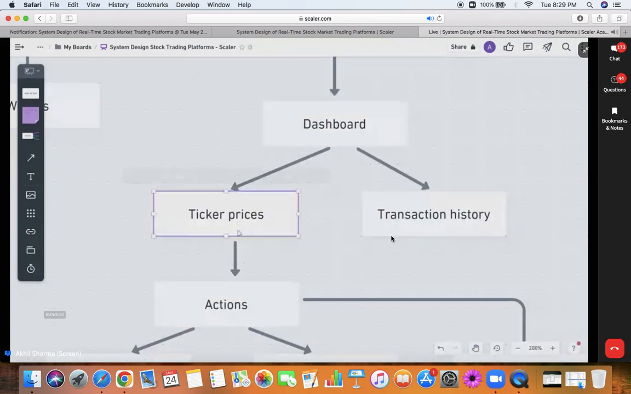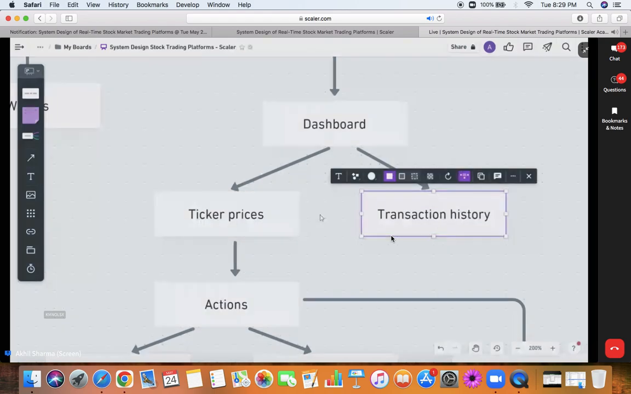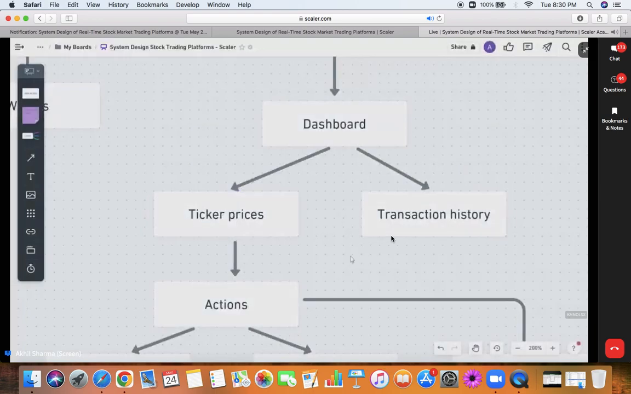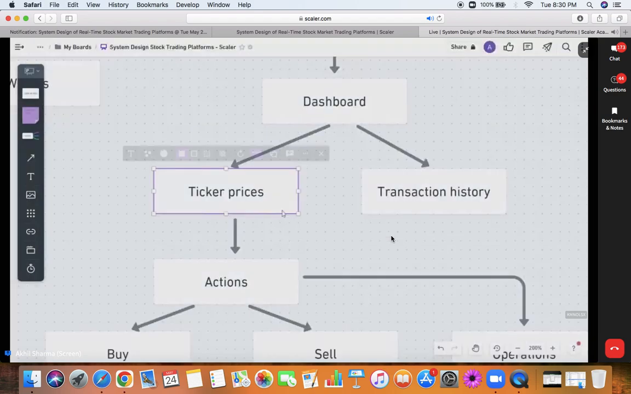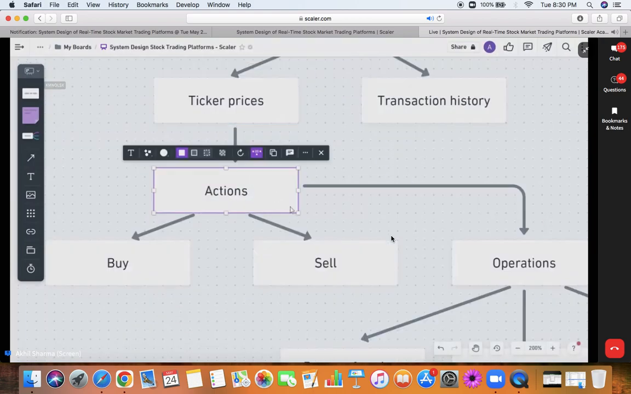From the dashboard, you see two things mostly. You see so many things on a dashboard in Robinhood, but I've just considered the two most important things, right? One is your transaction history, what all you've been doing in the past, and then you see the ticker prices of the most important stocks that are going on right now. Ticker prices basically means you'll see Facebook stock, Apple stock, Tesla, TSLA, those kinds of things. Those are ticker prices, and you'll see exactly what the price is right now. Depending on what currency you select, you'll see it in dollars or rupees or whatever. On Robinhood, mostly you'll see it in dollars.